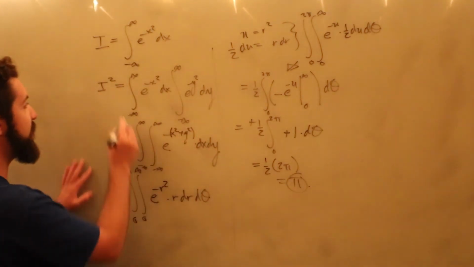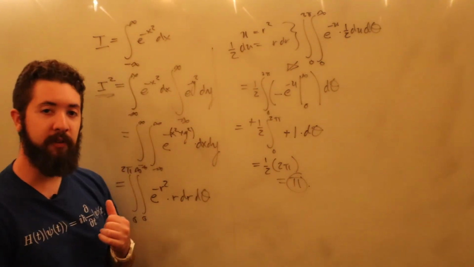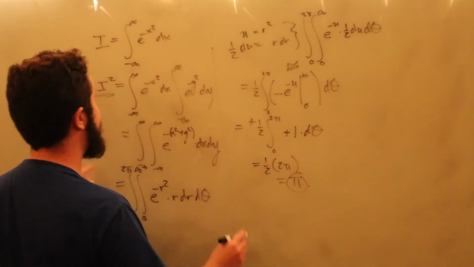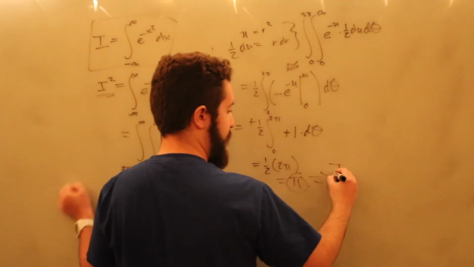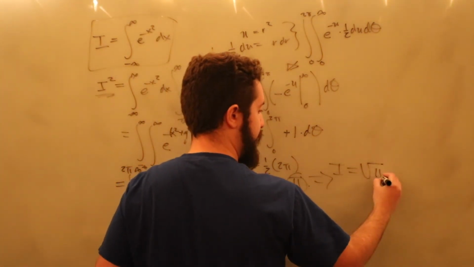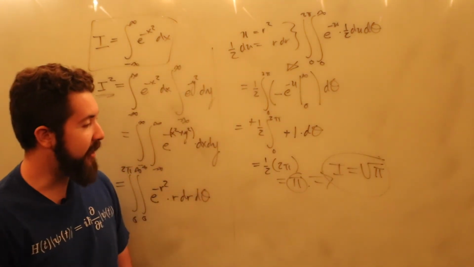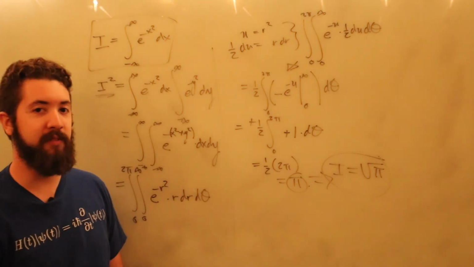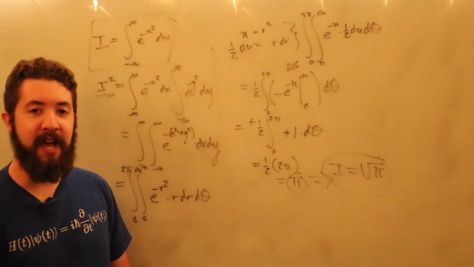Now, keep in mind this was I squared. We use the square of this number that we're looking for to find this. That means that I, the actual area under the bell curve, is going to be equal to the square root of pi. Interesting how pi should come up with bell curves, huh? Isn't that a cute little trick? It's a classic. It's called the Gaussian integral.